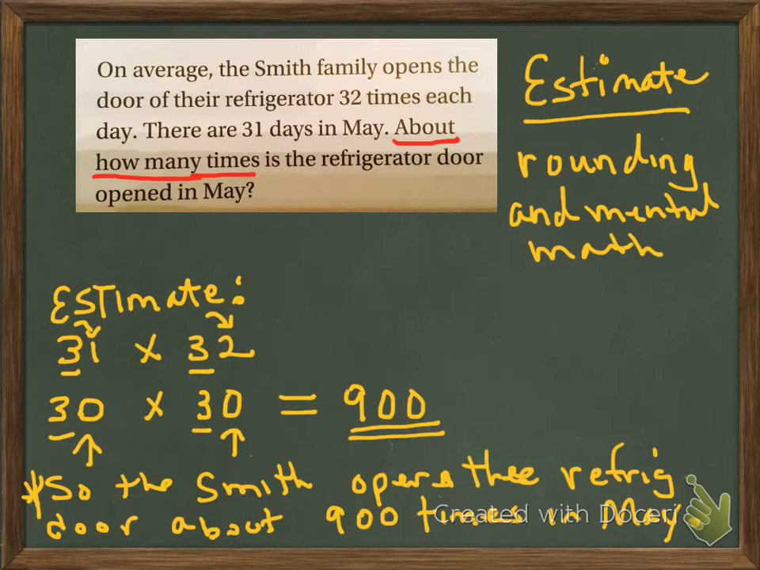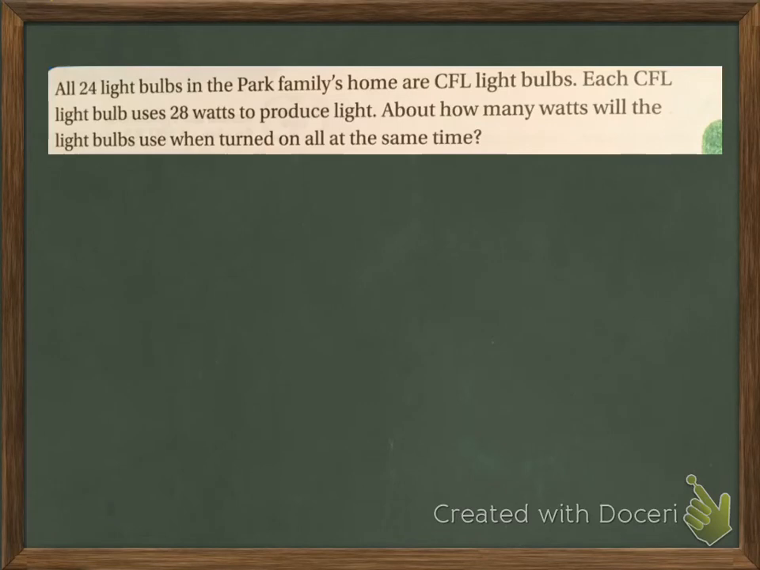This time we're going to use mental math and we're going to use something called compatible numbers. Let's take a look. All right, in this one, boys and girls, we're going to read the word problem and then use compatible numbers. All 24 light bulbs in the Parks family home are CFL light bulbs. Each CFL light bulb uses 28 watts to produce light. About how many watts will the light bulbs use when turned on all at the same time?